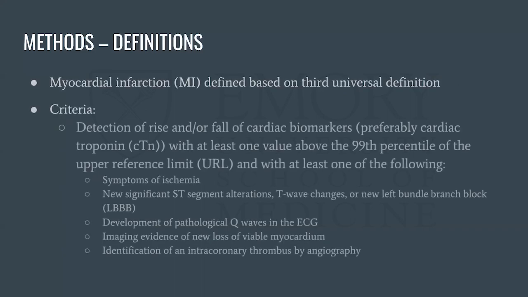Briefly going through the definitions, these are important. So myocardial infarction was defined based upon the third universal definition. The criteria for this was essentially a detection greater than the 99th percentile of the upper reference limit of the cardiac troponin (cTn) with the addition of at least one of the following: symptoms of ischemia, new ST segment elevations, T-wave inversions, or new left bundle branch block, pathologic Q waves on the EKG, or imaging evidence of new loss of viable myocardium, or identification of intracoronary thrombus by angiography.